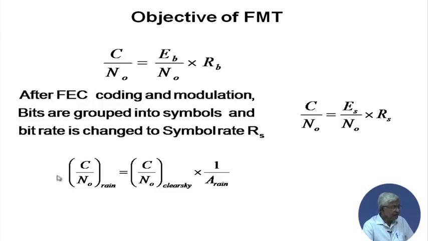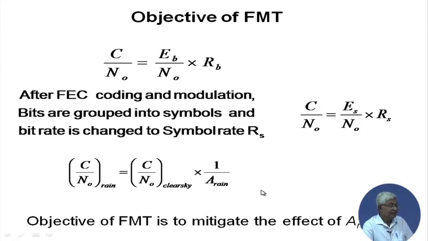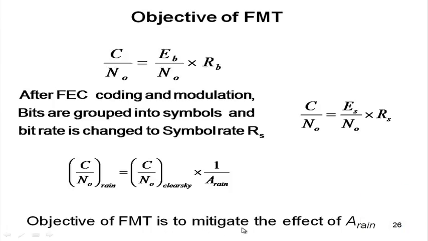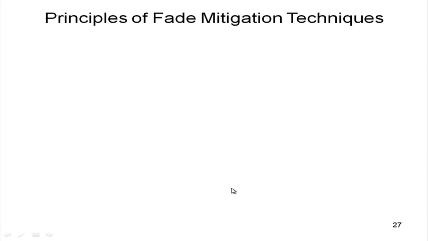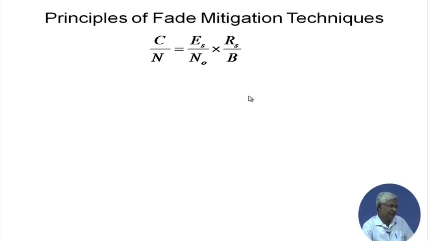Now, let us look at this one, very important. This is in ratio: C by N naught rain is C by N naught clear sky reduced by rain attenuation, A rain. This clear sky is now reduced. So, you get C by N naught rain. So, we have to go back to this. We have to counter the effect of A rain. So, the objective of FMT is to mitigate the effect of A rain. So, fade mitigation can be done in various ways. Again we go back to that C by N instead of N naught. C by N is ES by N naught into RS by B. B is the bandwidth. So, N naught into B is N.